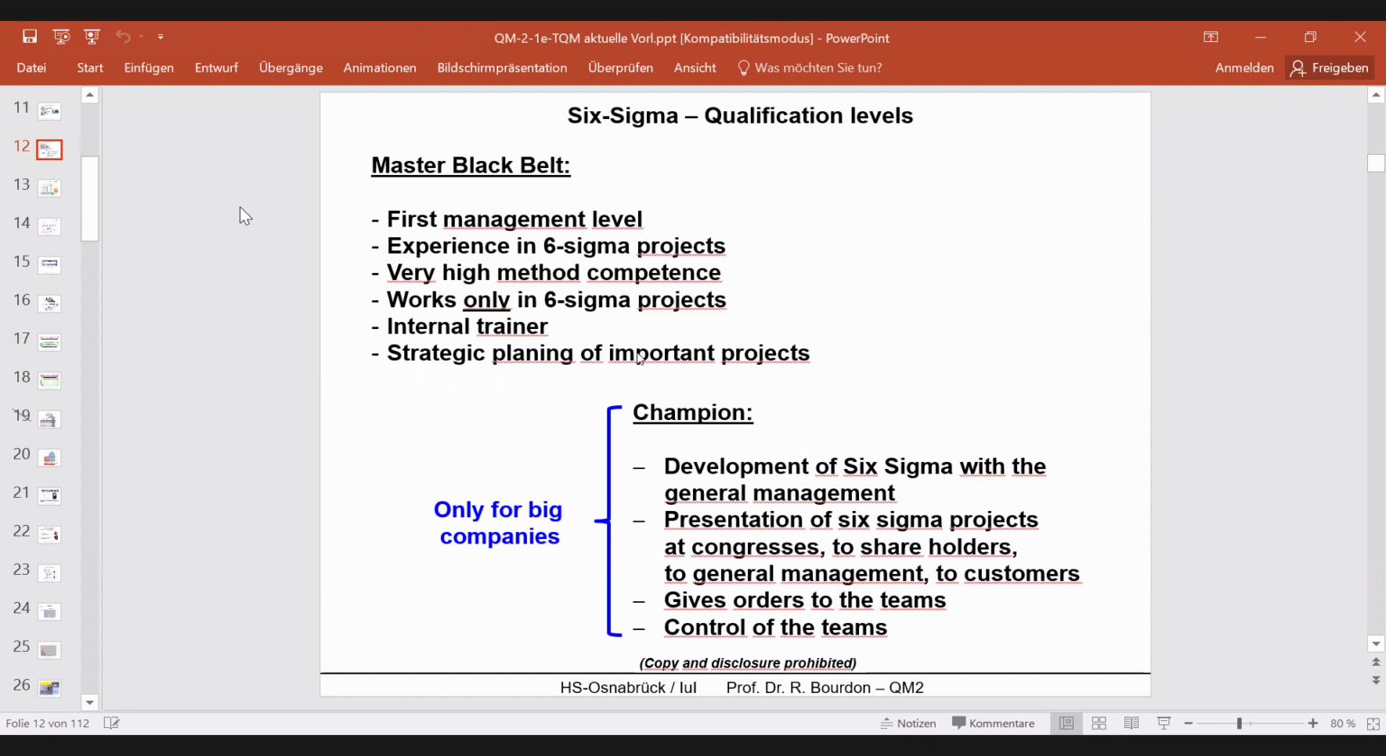And some of the biggest companies, they have one level above. This means the champion level, and he is responsible for the Six Sigma level for the development of the whole company, together with the general management. And he controls all the teams, does presentations at the customer, at congresses, and so on. So he's the Six Sigma leader of the whole company. But only a very big company has this champion level. Most of the normal companies are ending with black belt or master black belt level.